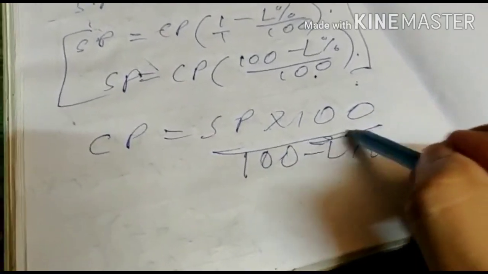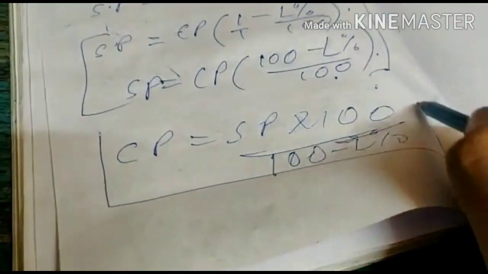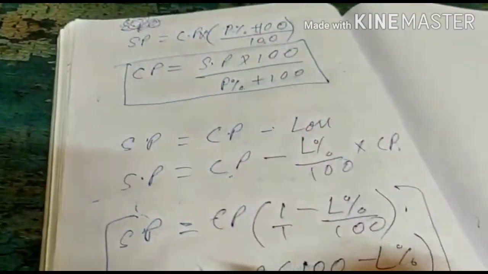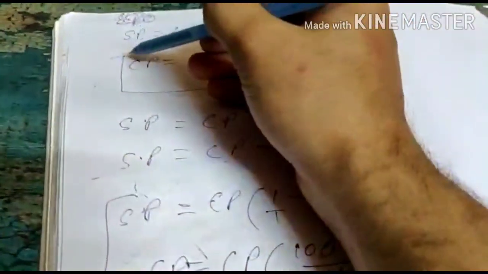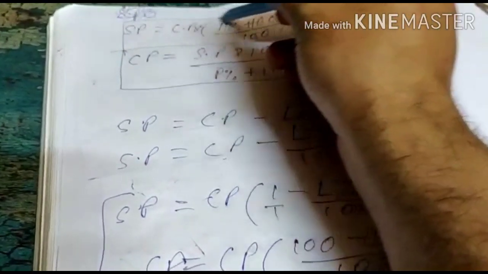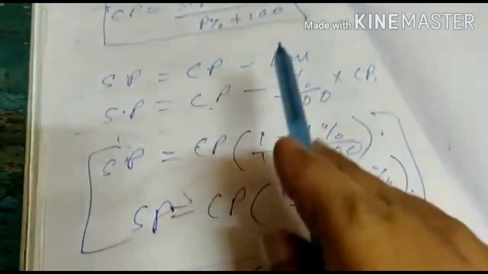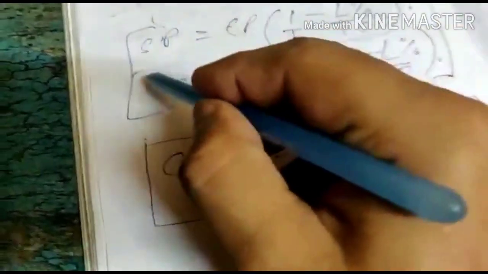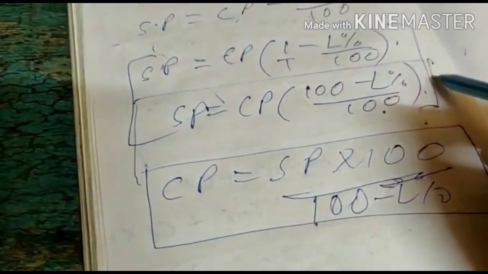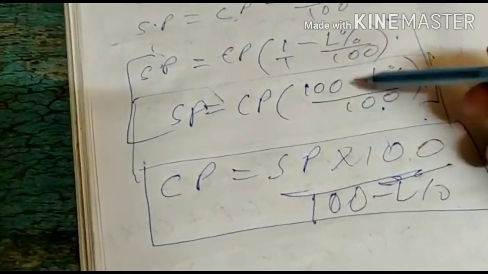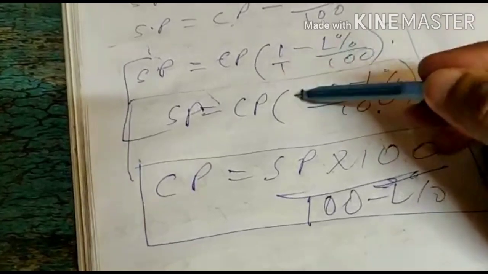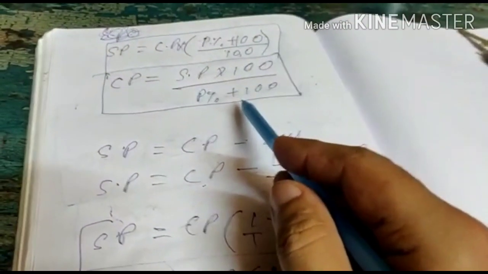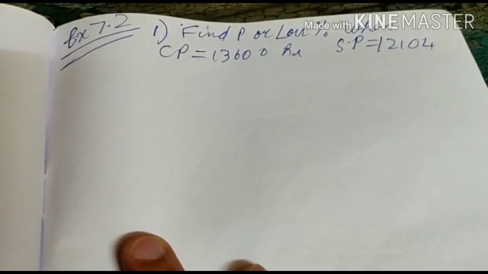Like if you are given profit, then you will use these formulas. And if you are given loss, then you can use these formulas. You can use both formulas for finding SP or CP, these for loss and these for the profit. Now we are here to start with the questions.